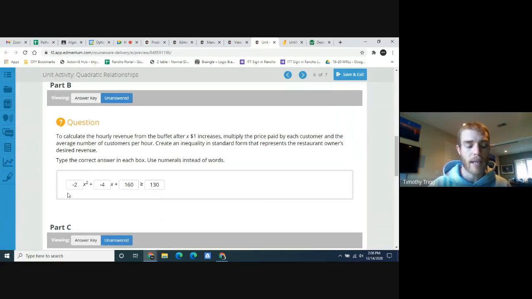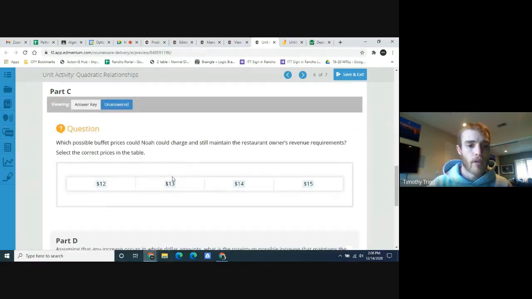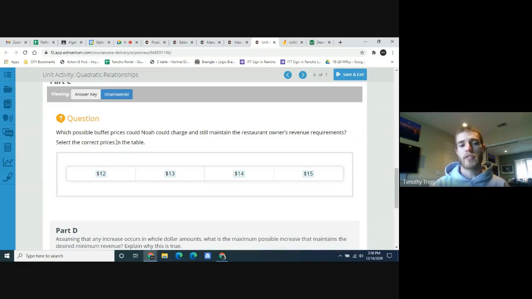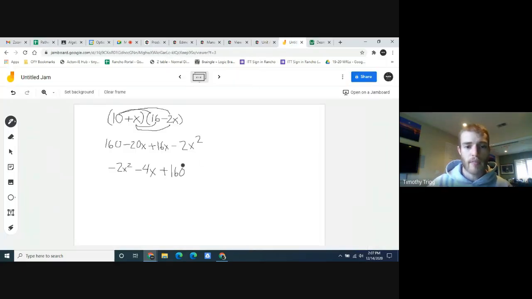This is the amount of money coming in for each increase in X, and we want that to be greater than or equal to $130 of revenue. So, which possible buffet prices could Noah charge, and still maintain the restaurant owner's revenue requirements? Select the correct answer prices in the table. So we want to see which of these prices, if any, will be acceptable. So we have this inequality that this needs to be greater than or equal to 130.